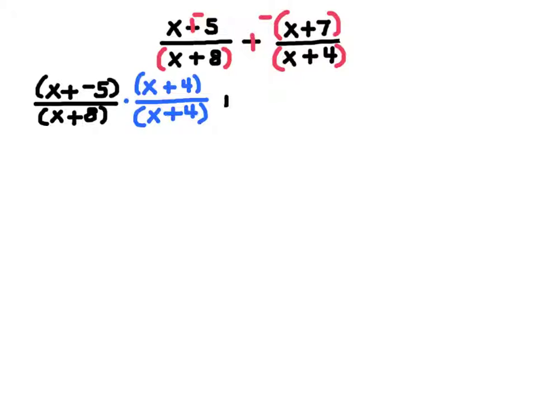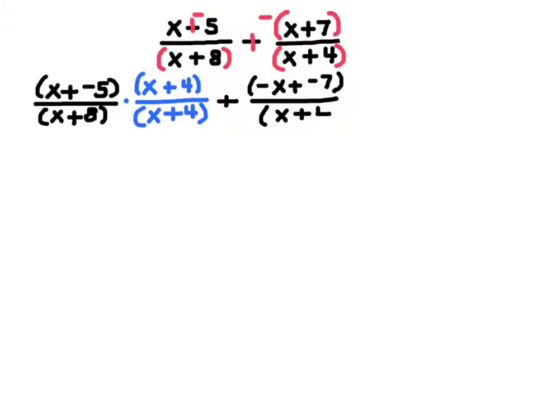Now I'm going to take my next rational expression, and let's distribute that negative sign in, this negative sign, to the x and to the 7. And so that's going to be a negative x plus a negative 7. That's my numerator. And in my denominator, I have x plus 4.